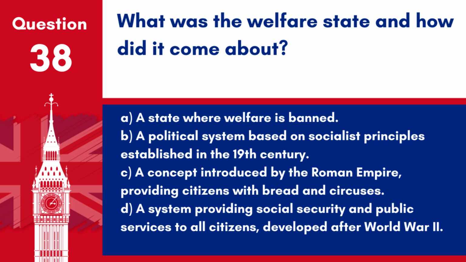Question 38. What was the welfare state and how did it come about? A. A state where welfare is banned. B. A political system based on socialist principles established in the 19th century. C. A concept introduced by the Roman Empire, providing citizens with bread and circuses. D. A system providing social security and public services to all citizens, developed after World War II.